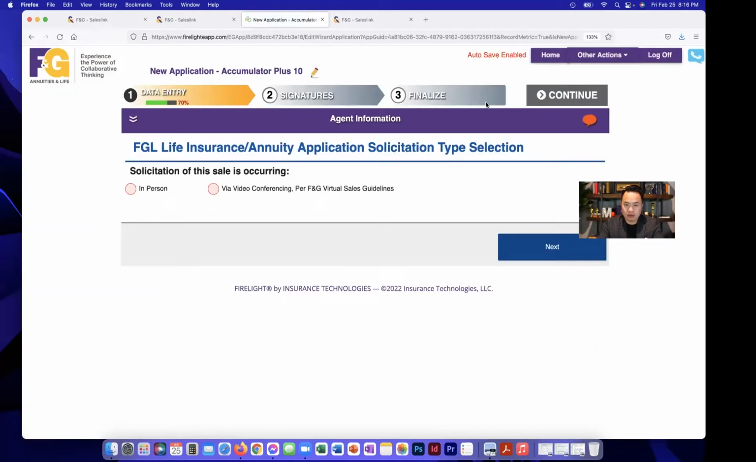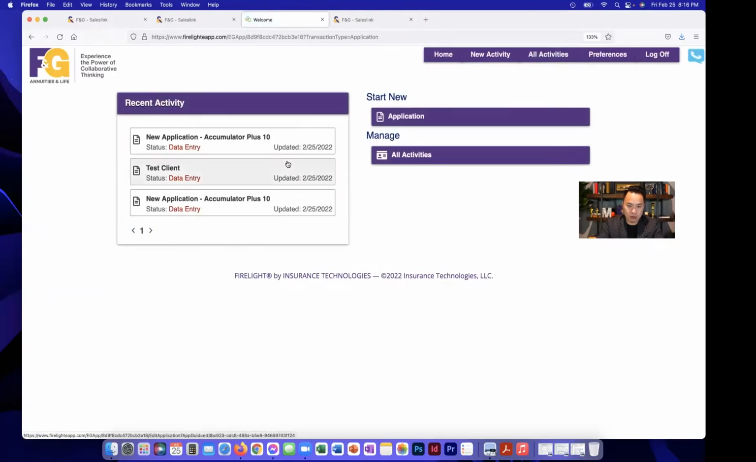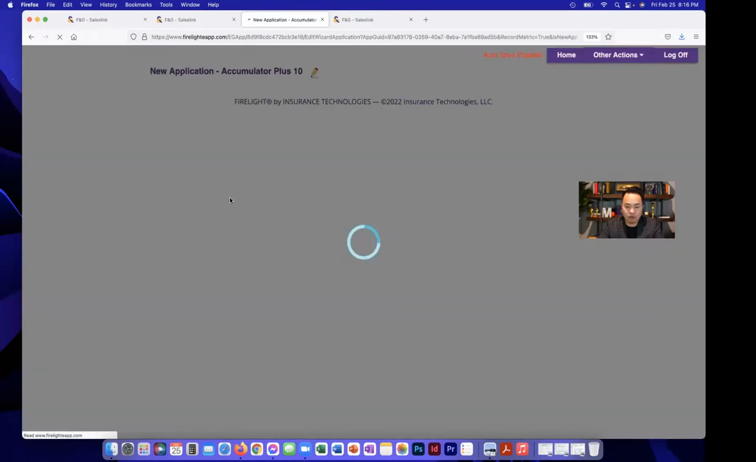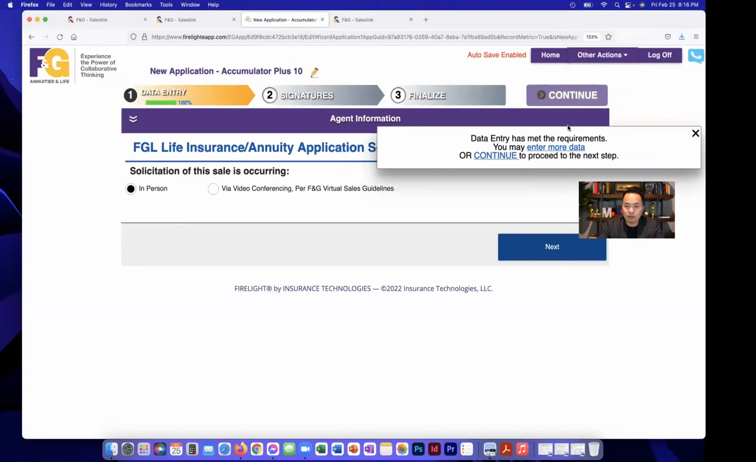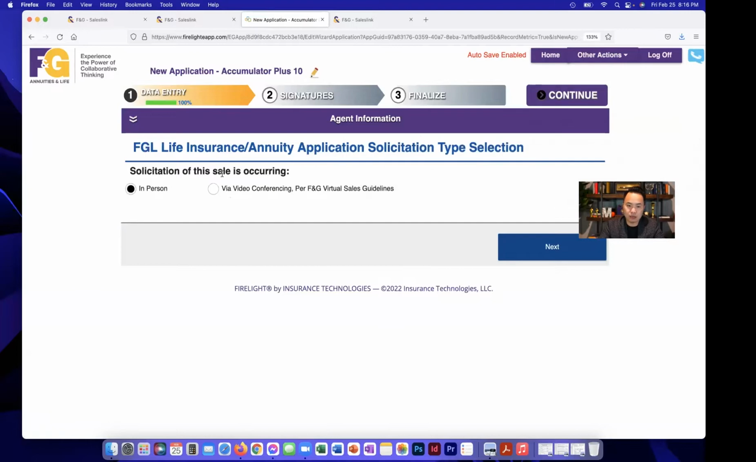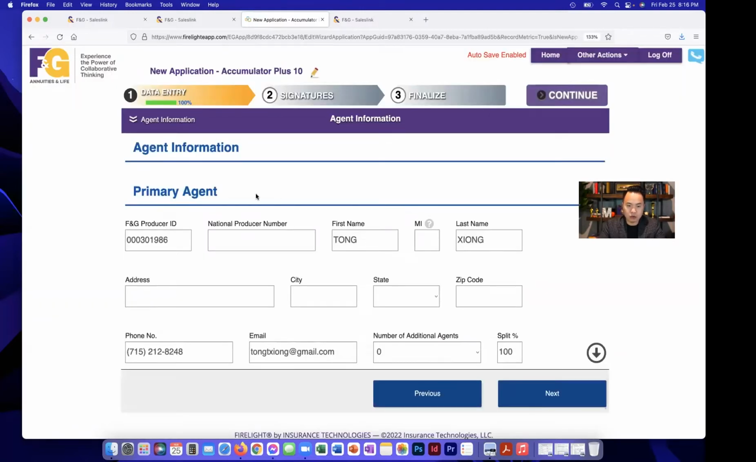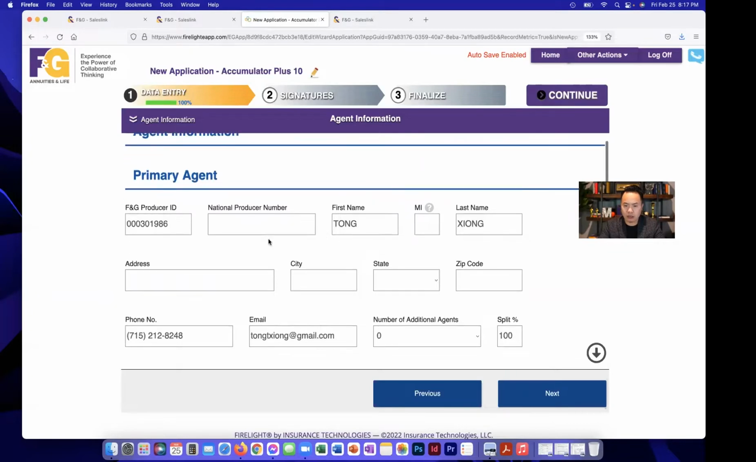so you do this, but let me go back to home here. I go to this one that I did earlier for tonight's training. Okay, so this one, all data have met the requirements, and you enter more data. So I just do this, but I want to bring your attention to these. Okay, so solicitation of this occurring in person. Okay, next. So your producer ID is already automatically there. You don't need the national producer number.